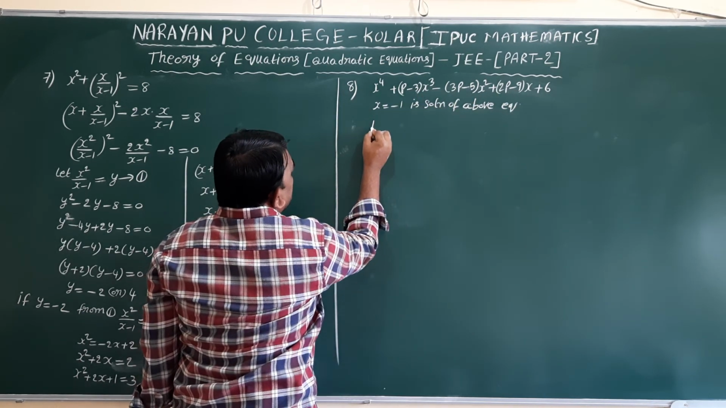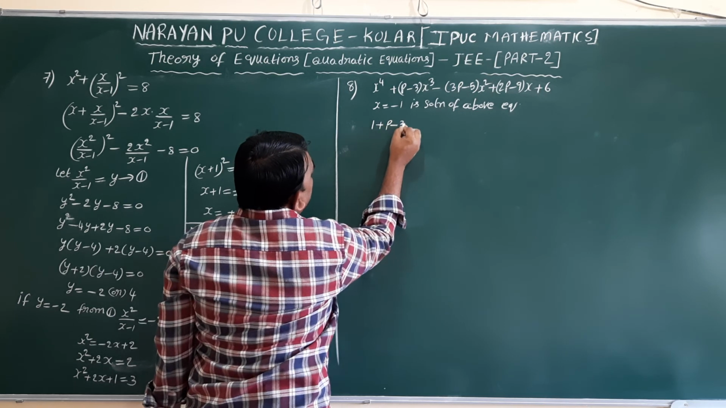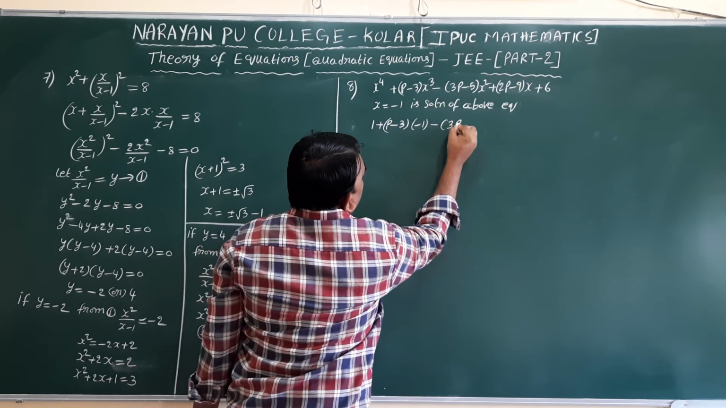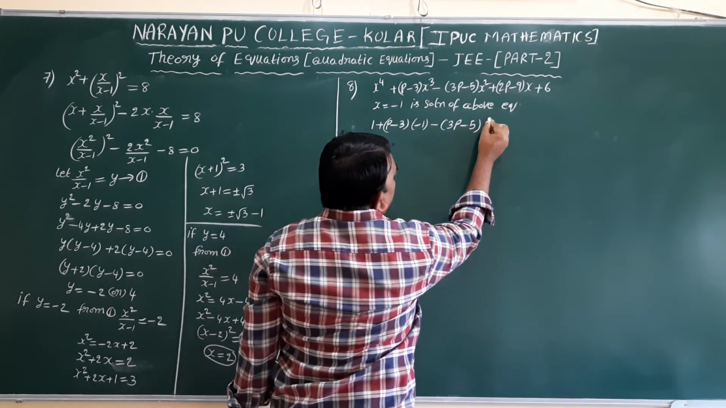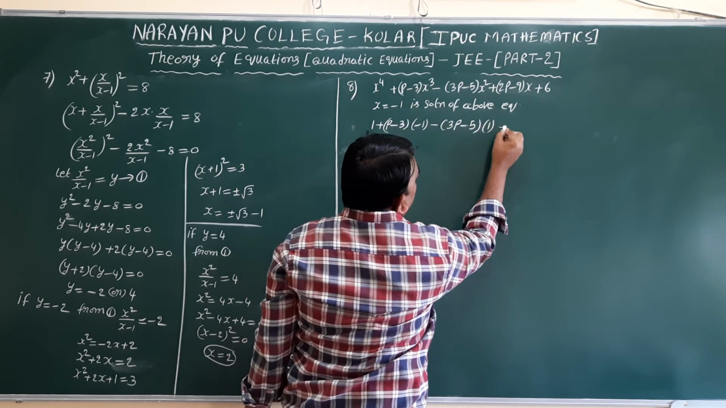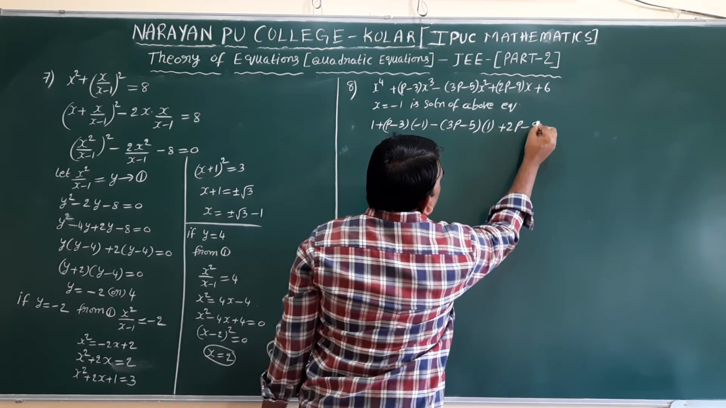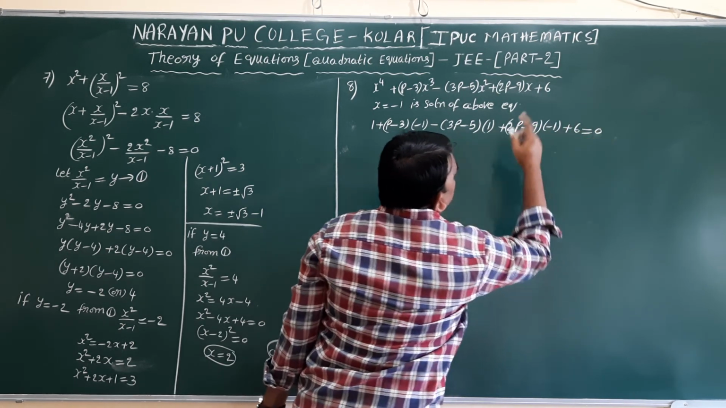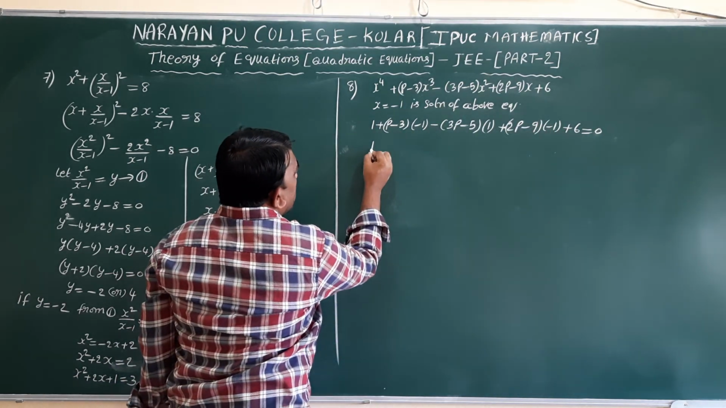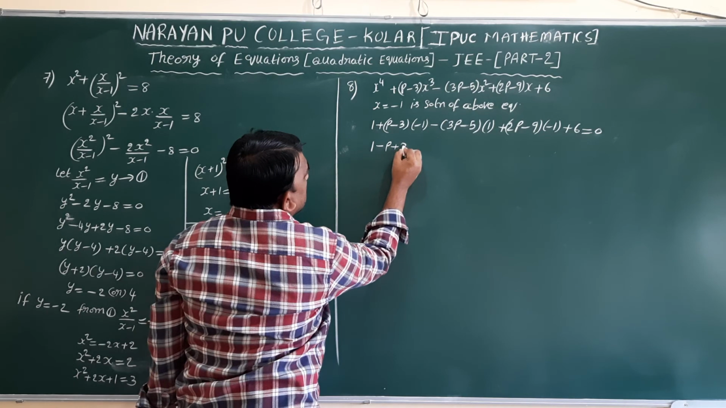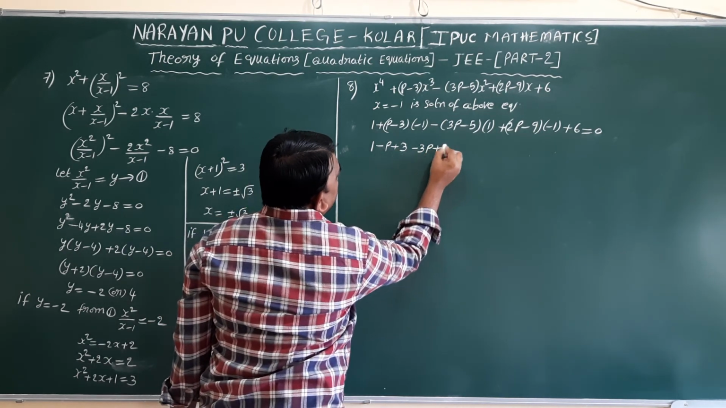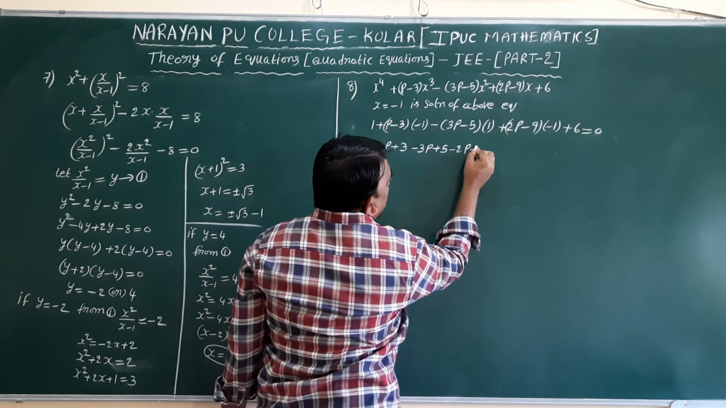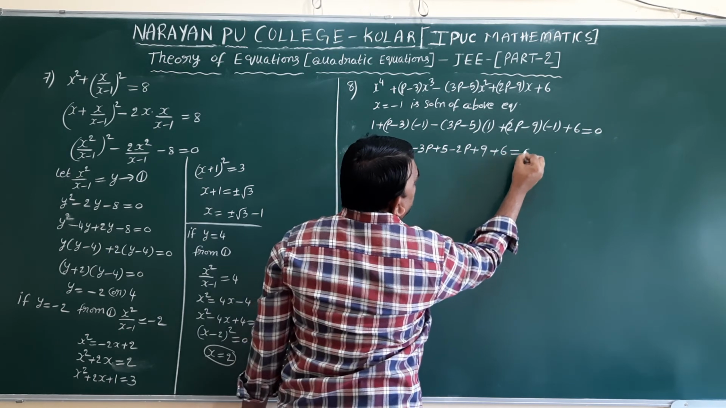Minus 1 whole power 4 is 1 plus p minus 3 into minus 1 whole cube is minus 1 minus 3p minus 5 into x square, x value minus 1, minus 1 whole square is 1 only plus 2p minus 9 into x value is minus 1 plus 6 equal to 0. Solution means it will become 0. So 1 minus p plus 3 minus 3p plus 5. Multiply with minus 1. Next minus 1 into this one. Minus 2p plus 9 plus 6 is equal to 0.